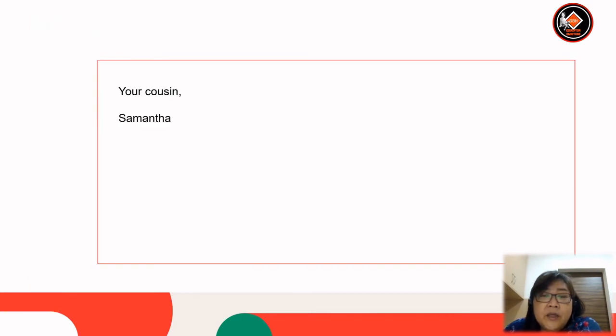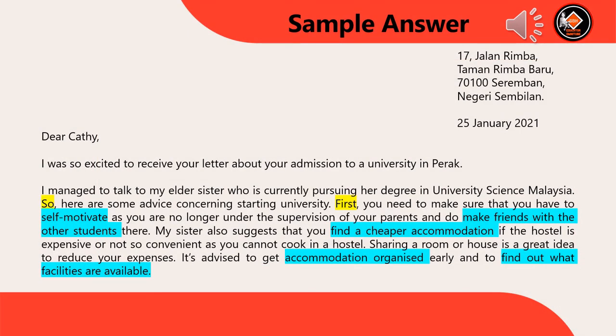Then remember, we have to complete the format. So you have to sign off. So in your informal letter, you have to write, for example, your cousin, Samantha. 17, Jalan Rimba, Taman Rimba Baru.